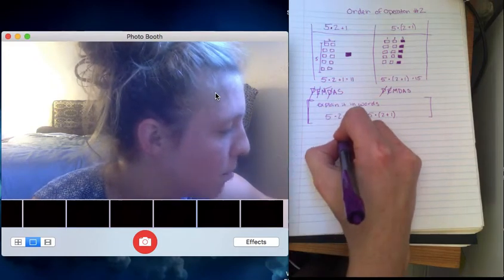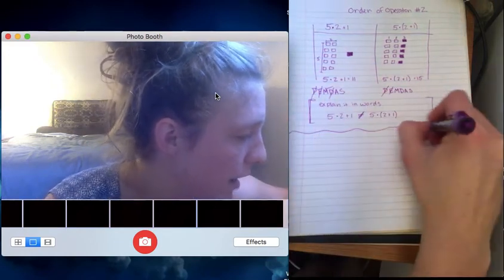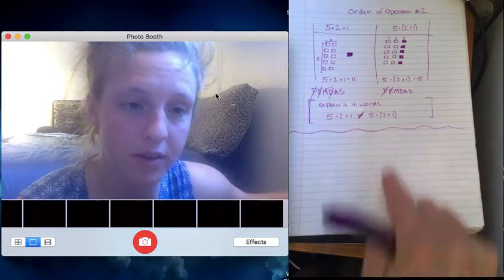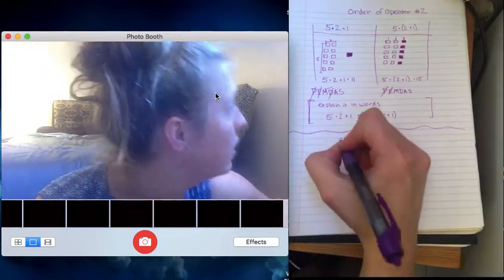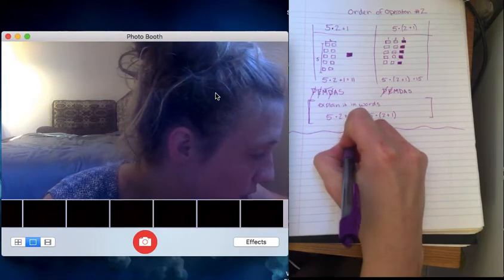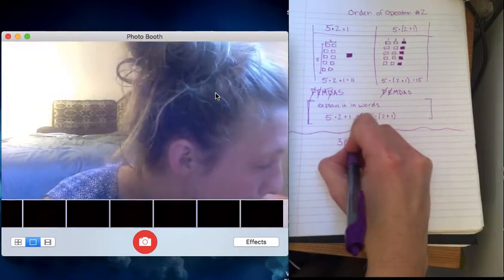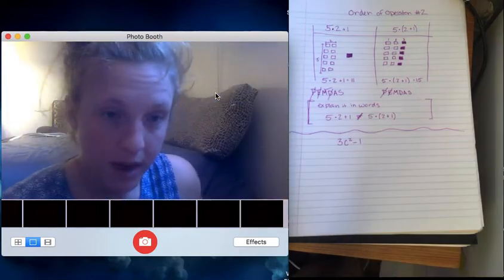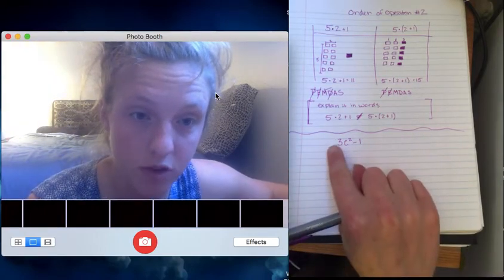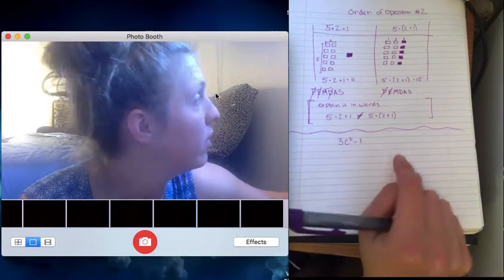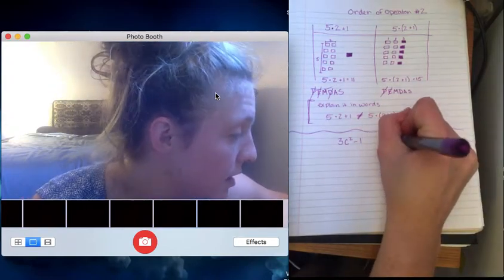Okay, so if I get something that looks like this, I'm going to look at the problem. Okay, so I'm going to draw a big squiggly line. This is the first part of math, and this is our second part of math, okay? So we're looking at something like this. 3c squared minus 1. And I want to remind us, this is multiplication, okay? This is 3 times c squared. And we're going to say that c equals 2.